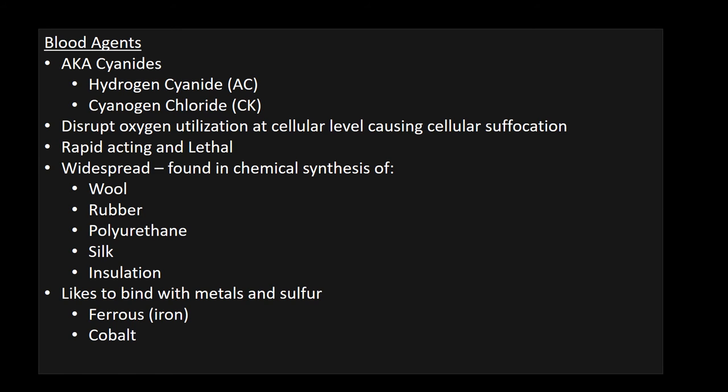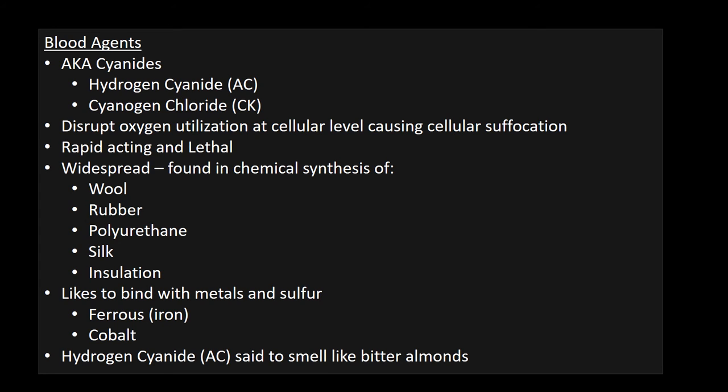Cyanide likes to bind with certain metals like ferrous, like iron and cobalt, okay? So that's why it causes cellular suffocation. Now, there's a misconception because we call them the blood agents, that it only binds with the iron in your hemoglobin, but that's not the case. We're going to talk about it. We also have iron enzymes in all of our cells, in the mitochondria of all our cells. So cyanide causes cellular suffocation to all of your cells, not just your red blood cells.